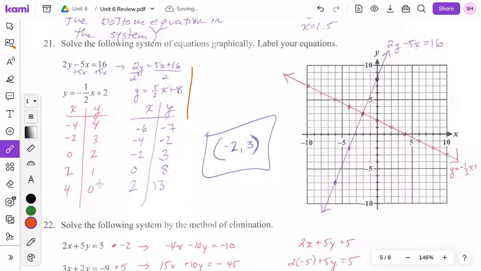But once I had the table, you can see that in the table, -2, 3 is in both of them, and then you also have that as the spot they're crossing on the graph itself. Remember, sometimes these might ask you to check your solution. You would just go put -2 and 3 in respectively for x and y into the original equations to check.